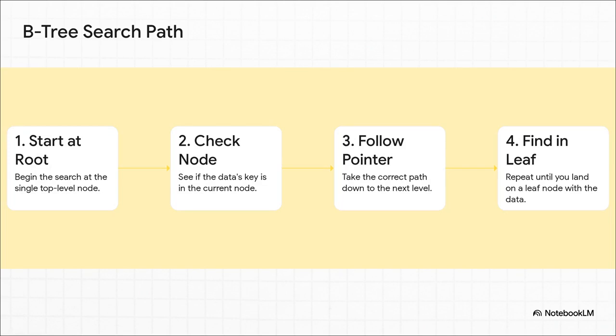Searching one of these things is incredibly efficient. You just start at the single root node at the very top and follow a direct path down. At each level, you make one single choice that instantly eliminates millions of other possibilities. You just hop from one node to the next until you land on what's called a leaf node, and bam, there's the exact pointer to your data.